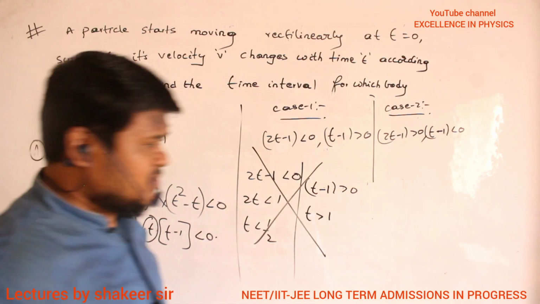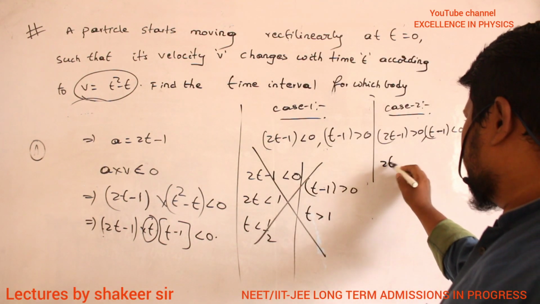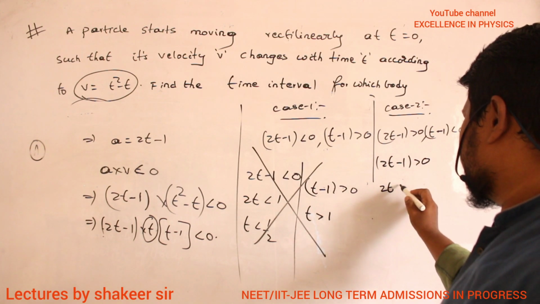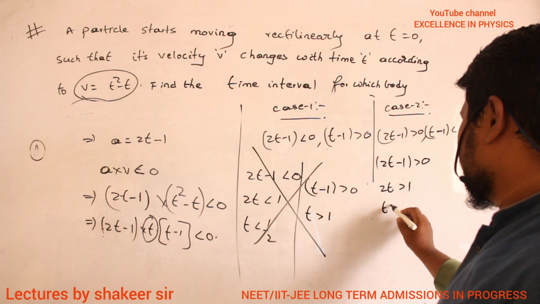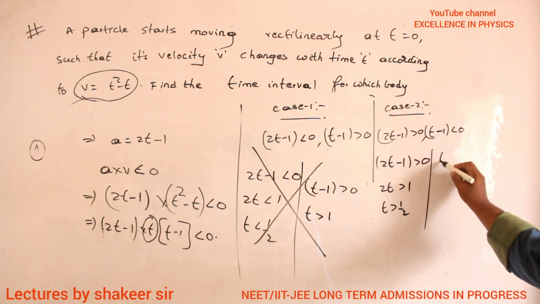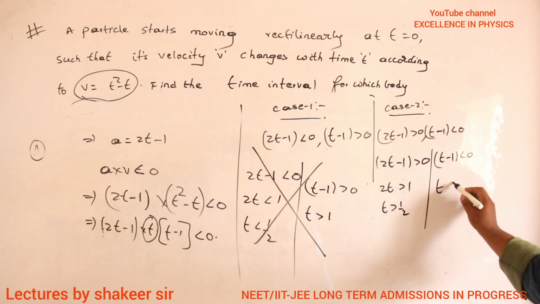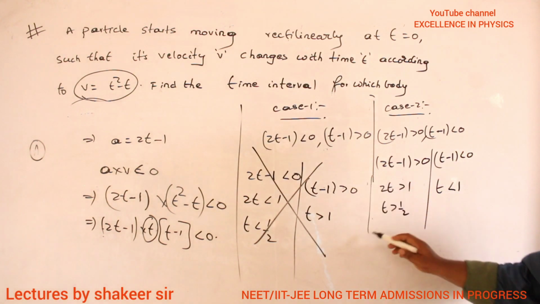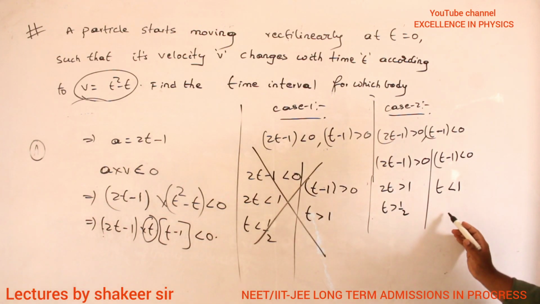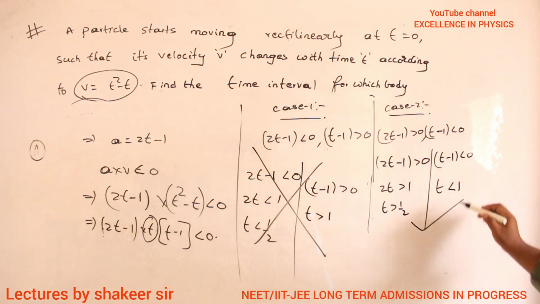Let us see the second case. What is the second case which we have here? Second case is 2t minus 1 is greater than 0. So 2t is greater than 1. So t is greater than 1 by 2. Clear? One more condition. t minus 1 should be less than 0. So t should be less than 1. Is this condition possible? t should be greater than 1 by 2 but less than 1. So time can be present in between this condition. No? So therefore this condition is correct.